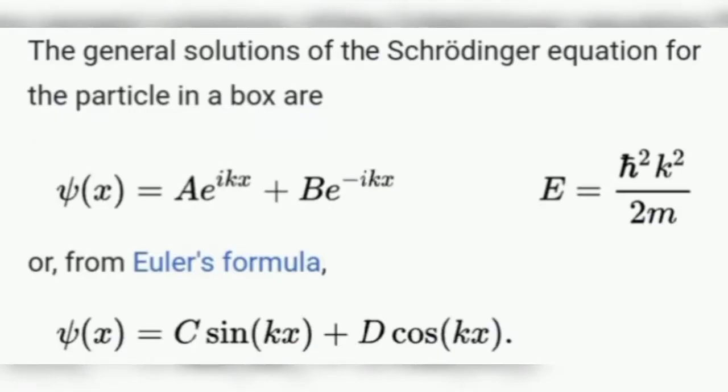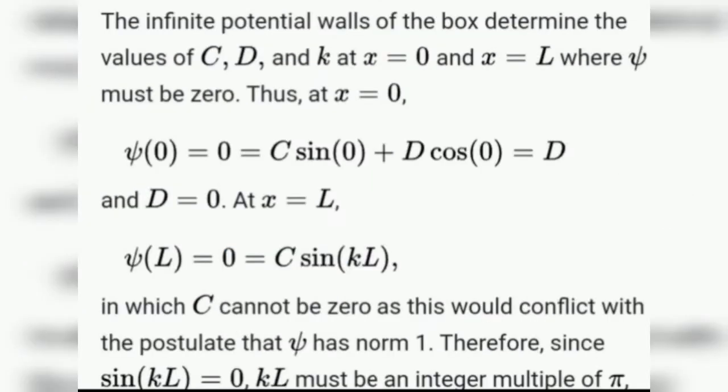The general solutions of the Schrödinger equation for the particle in a box are ψ(x) = A e^(ikx) + B e^(-ikx). From Euler's formula, ψ(x) = C sin kx + D cos kx. The infinite potential walls of the box determine the values of C, D and k at x = 0 and x = L, where ψ must be 0. Thus at x = 0, ψ(0) = 0 = C sin 0 + D cos 0 = D, and ψ is also 0 at x = L.